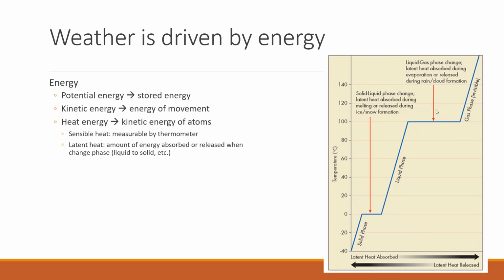Weather is going to be driven by energy. So energy can be thought of in multiple ways. We have potential energy, which is stored energy. We have kinetic energy, which is the energy of movement. And then we have heat energy, which is kinetic energy of atoms that generates heat. There are two ways to think of heat. We can think about sensible heat. So this is the heat we can measure with a thermometer.